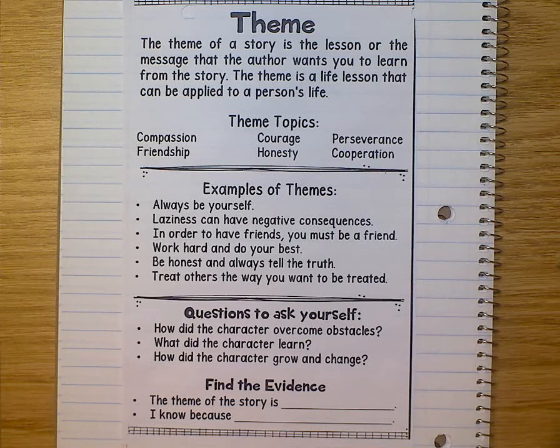So you have these overall topics, these big ideas, and then your theme kind of elaborates and goes more deeply into that. So to find it, you have to think, what is the character overcoming? What is the problem, and how did they overcome that problem, and what did they learn from it? How did the character grow or change? And then you've got to find the evidence. How do you know that that's the theme? Well, you know that because here's the problem, here's the solution, and here's what they learned from it.